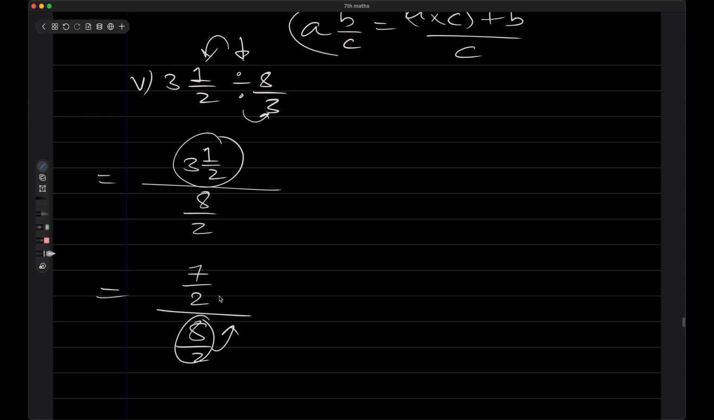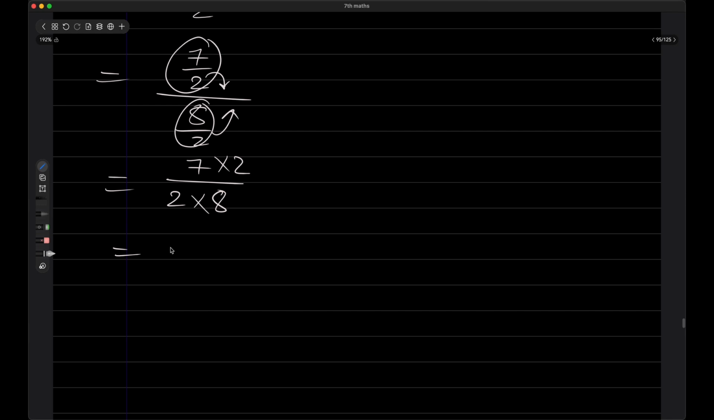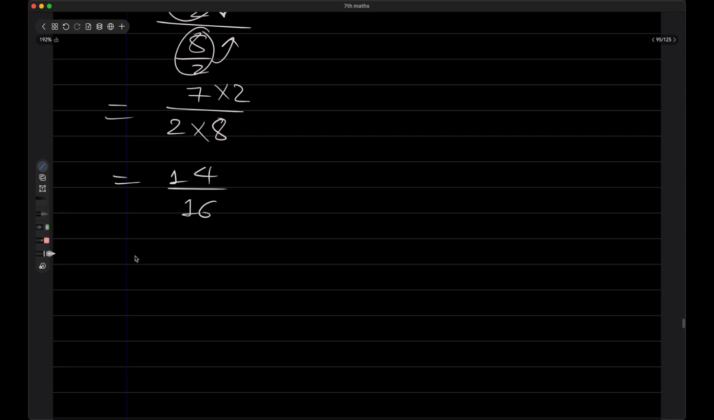Now for all the fractions, send the denominator to the opposite side, that is 7 as it is, send 2 to the denominator. Now 8 as it is, send 3 to the numerator, that is equals to 21 divided by 16, that is equals to 2 7s are 14, 2 8s are 16, 7 by 8 is the answer.